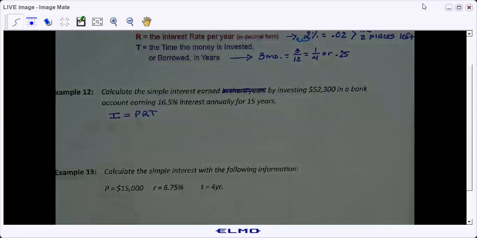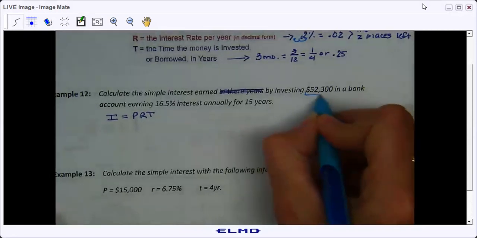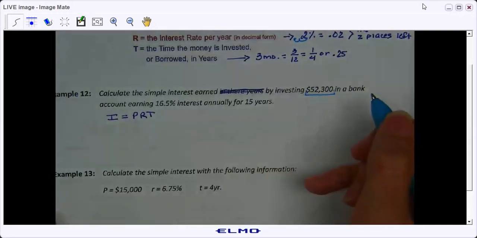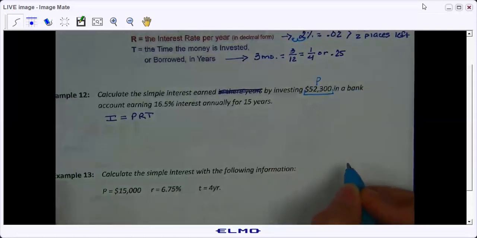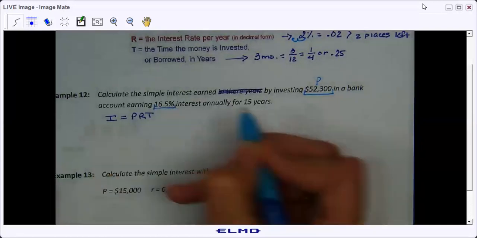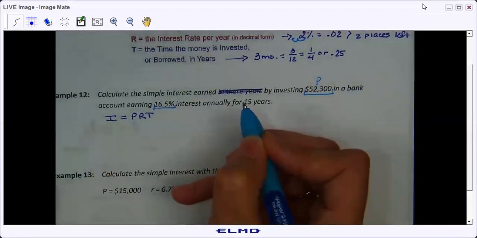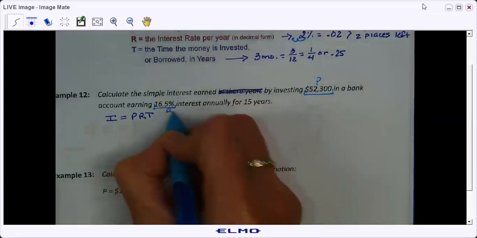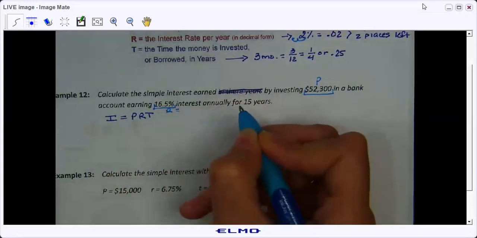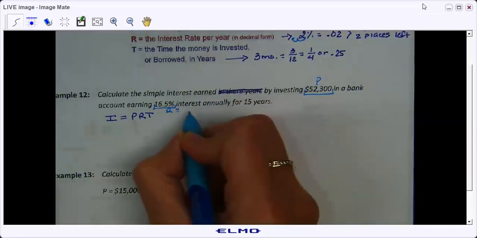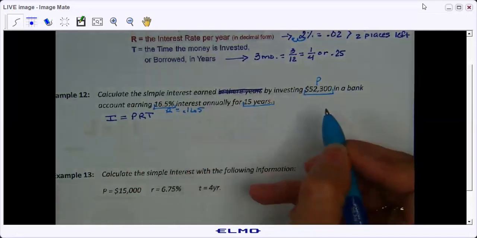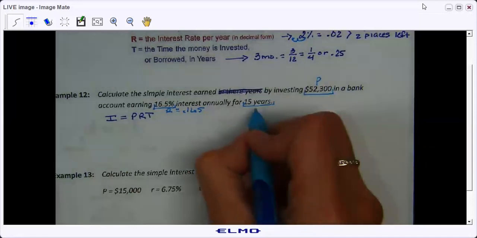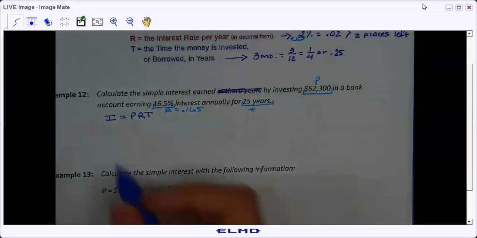Okay, so up here, what does 52,300 represent in our formula? Principal, P. What does 16.5% represent? The rate, R. But we have to turn that to a decimal. What is it as a decimal? 0.165. Good. And then what is 15 years? The time, T.